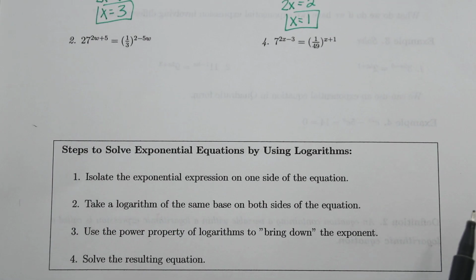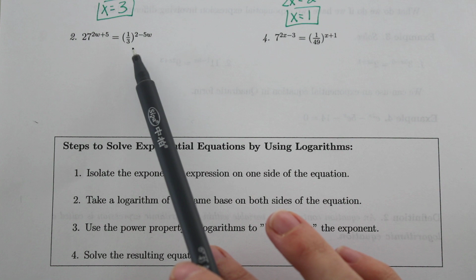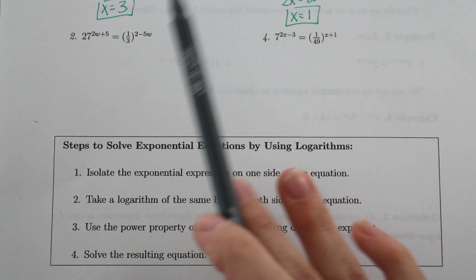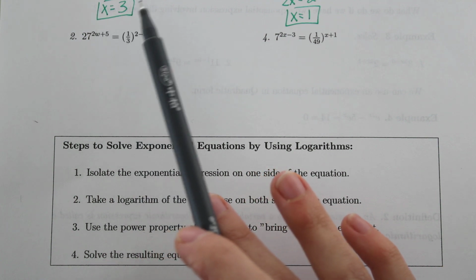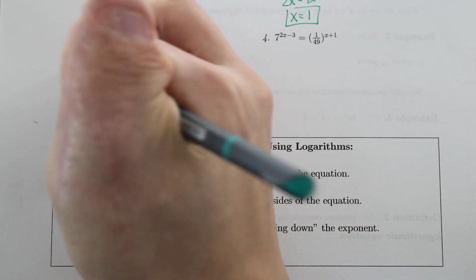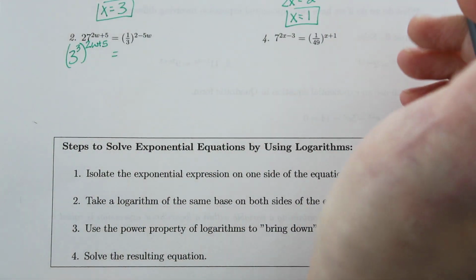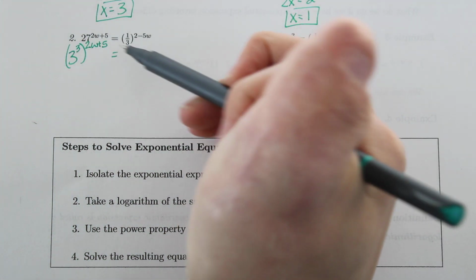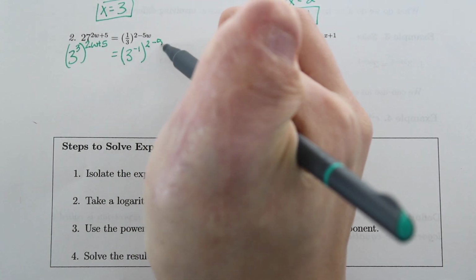Looking at number 2, we have two different exponentials on both sides, but one has a base of 27 and one has a base of 1/3. That's okay, because 27 is the same as 3 cubed. So we have 3 to the 3rd power, and then all of that is being raised to the 2w plus 5. I just rewrote 27 as 3 to some power. I can do the same thing with 1/3. I can rewrite that as 3 to the negative 1 power, again raised to the 2 minus 5w.